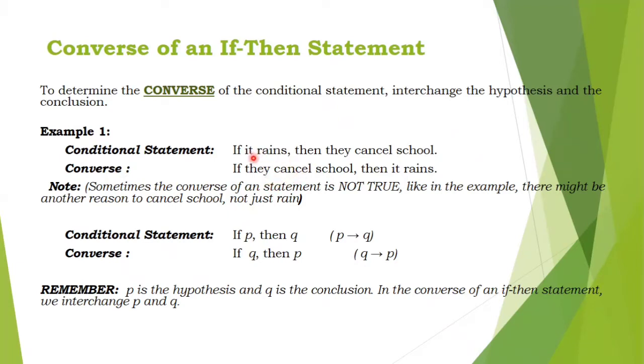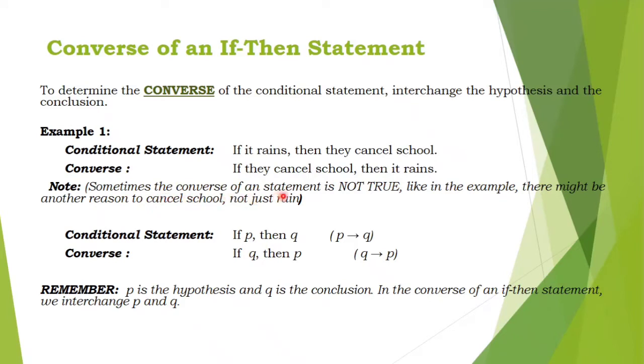So here, the hypothesis is it rains in the conditional statement. The conclusion is they cancel school. So to get the converse, you're going to interchange this conclusion and the hypothesis. So the conclusion will become the hypothesis in the converse statement, and the hypothesis in the conditional statement will become the conclusion. Therefore, you have, if they cancel school, then it rains. That is the converse. So you have to take note of this.